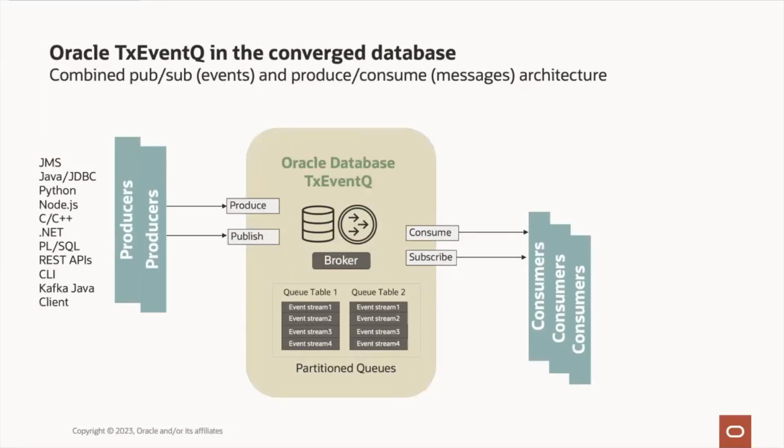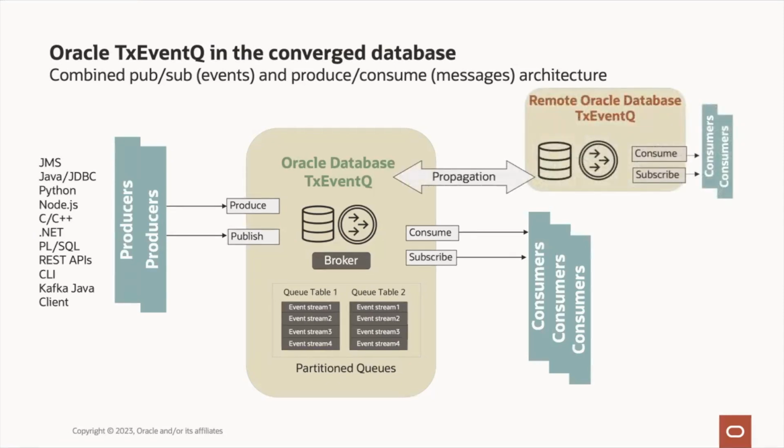As you can see, most application development languages are supported with REST APIs and a command line interface and native Kafka Java clients. You can connect multiple databases together and have messages or events propagate across database instances or brokers. And application consumers can be configured to connect to their nearest database instance, allowing you to really scale out to massive environments. There's also a Kafka connector so that you can join Kafka clusters into the whole event mesh with bidirectional interoperability between Kafka and transactional event queues.